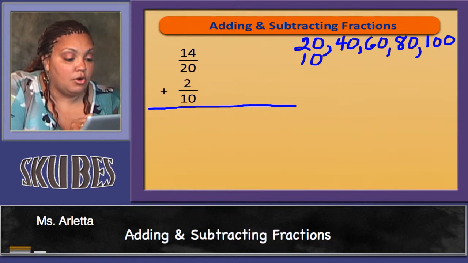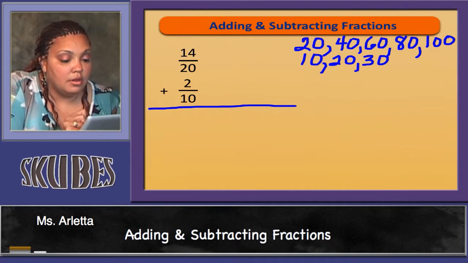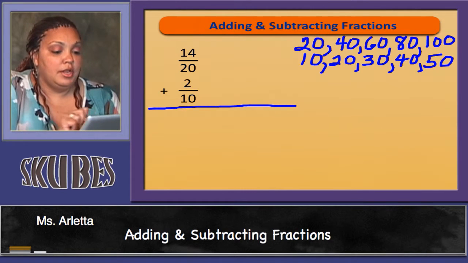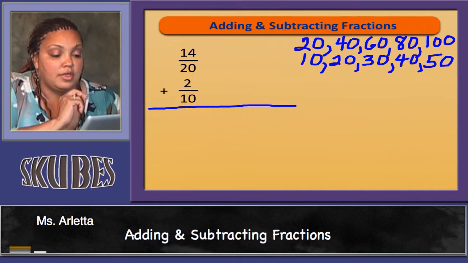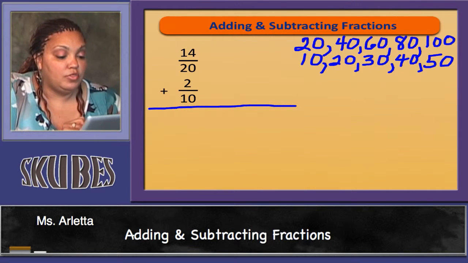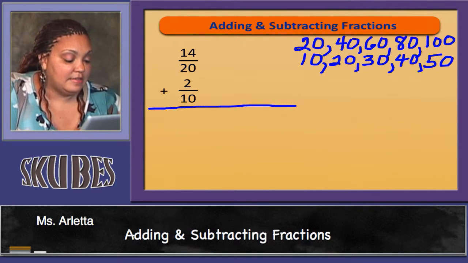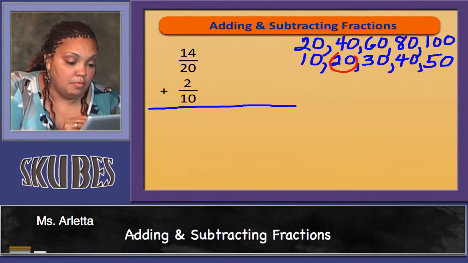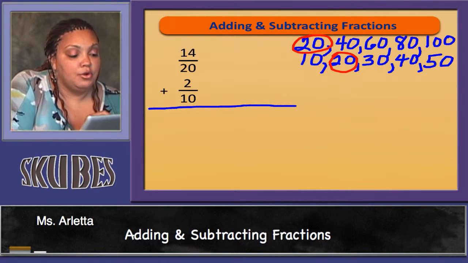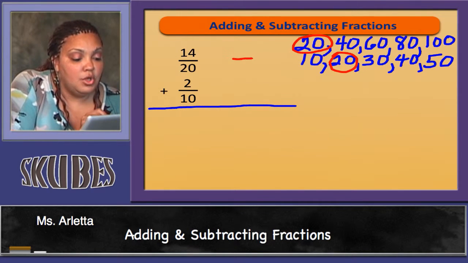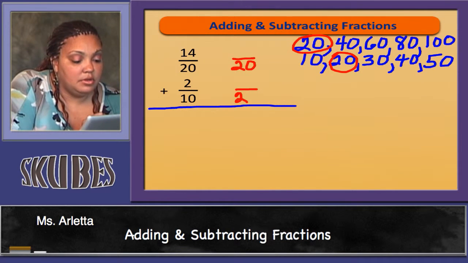The multiples of 10 are 10, 20, 30, 40, and 50. When you're looking at both rows, I see a 20 in common, and I also see a 40 in common. But of course, we will go with the 20 because we're looking for the least common multiple. If 20 is our least common multiple, right to the right of both of our fractions, we will put 20 as our denominator. That is our least common denominator.